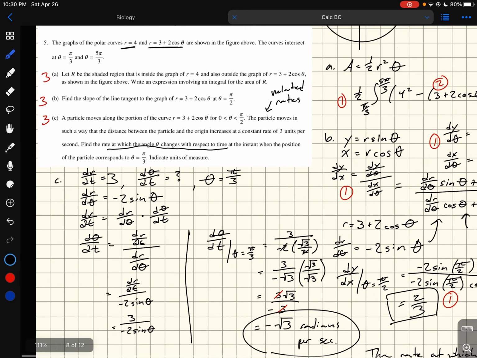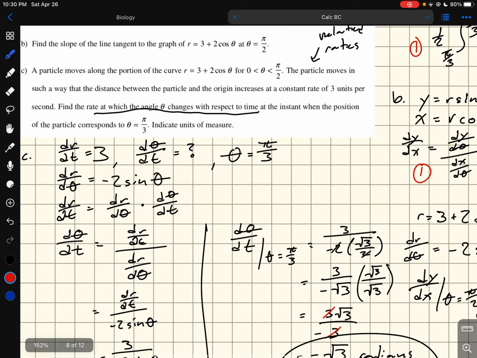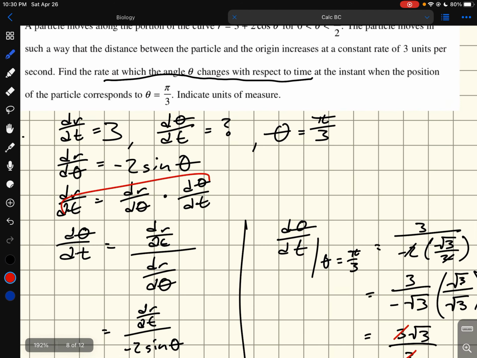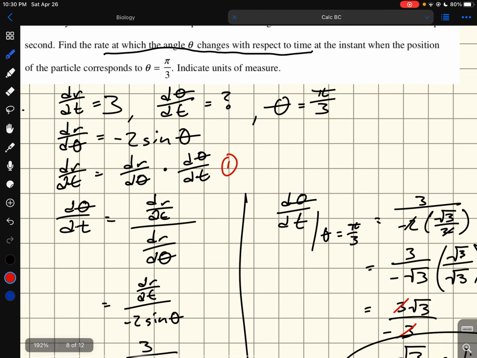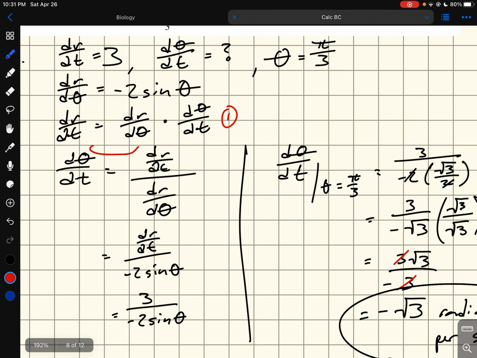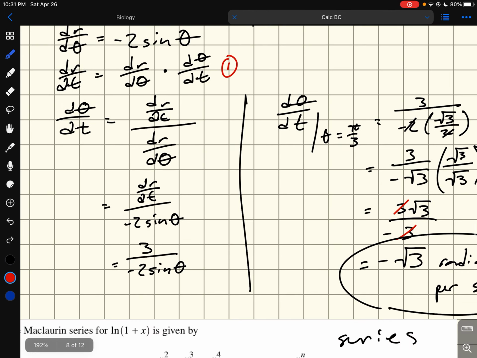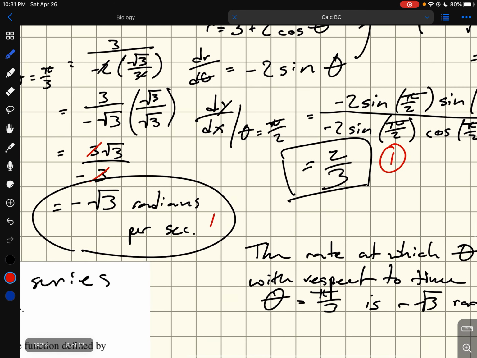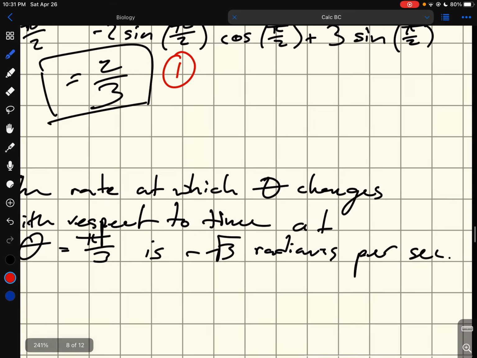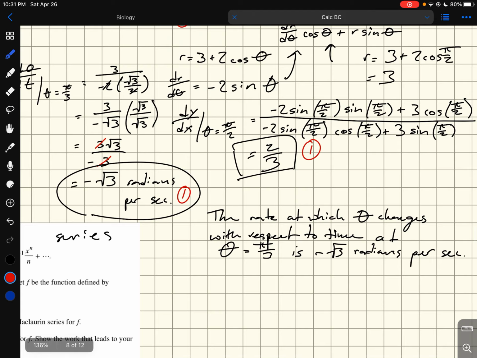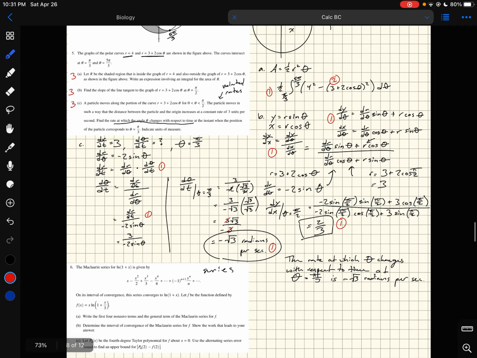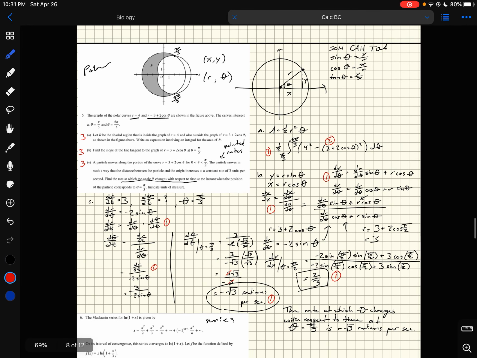So this one was worth 3 points. We get 1 point for saying dr dt is equal to dr d theta times d theta dt. And we get 1 point for moving the dr d theta over and getting this. And then we get our final point for the answer with the units. Honestly, you didn't even need to write a sentence for it, but it's always a good habit to write the sentence because then it makes sure that you absolutely do get the point. So that's polar.